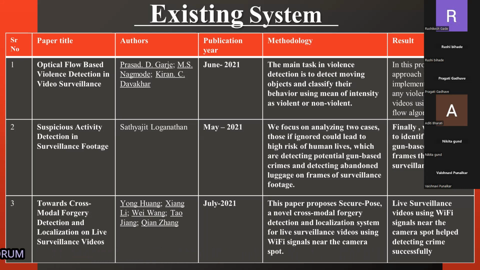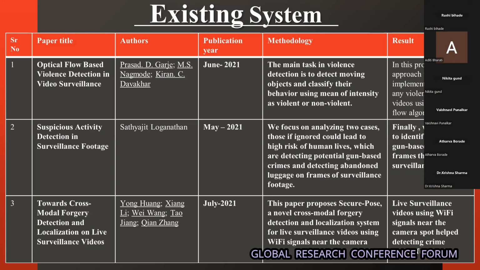And next was live surveillance videos with the help of Wi-Fi. It could detect video surveillance by just installing the Wi-Fi signals near the camera and connecting the live footage.